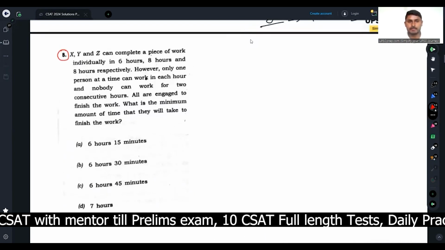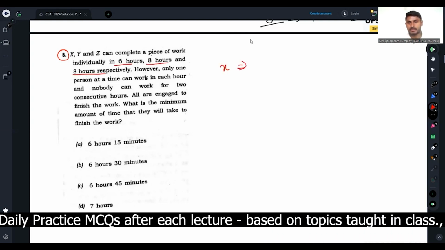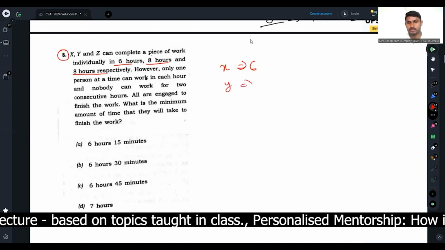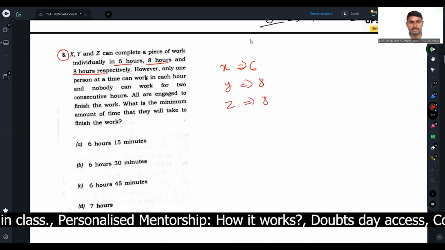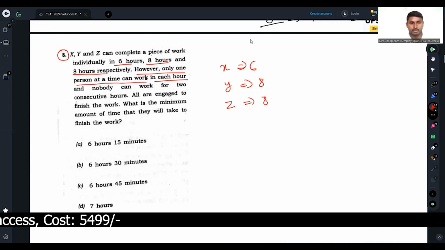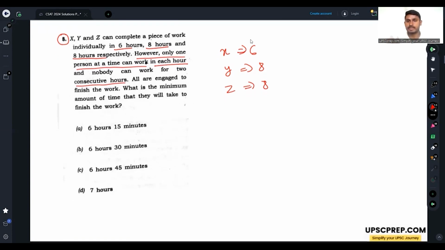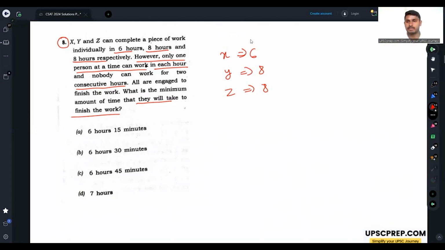X, Y, and Z can complete a piece of work individually in 6 hours, 8 hours, and 8 hours respectively. So X is able to do that work in 6 hours, Y is able to do the same work in 8 hours, and Z is also able to do that work in 8 hours. However, only one person at a time can work in each hour, and nobody can work for 2 consecutive hours. Okay, only one person can work in each hour. Okay, meaning no two people can work together, and no single person is able to work for 2 hours consecutively. Okay, can't work 2 hours at a stretch. All are engaged to finish the work. What is the minimum amount of time that they will take to finish the work? Okay, so we have to find out the minimum time they will require to finish the work.